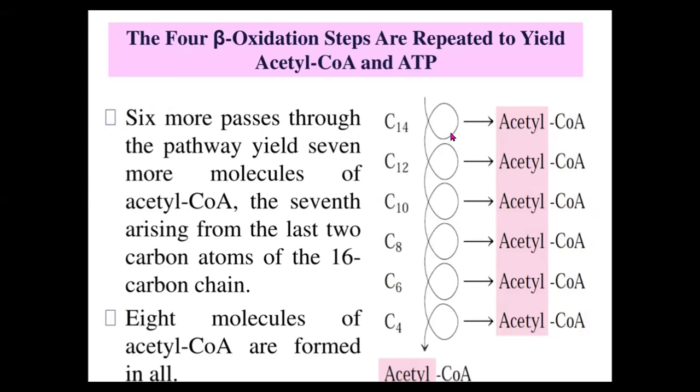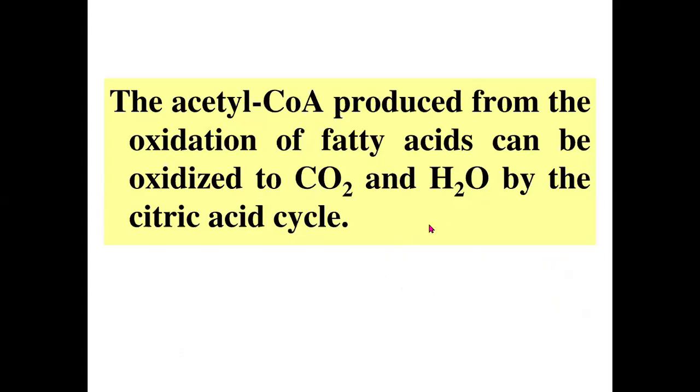And the cycle is in 7 steps, and the 16 carbon fatty acid gives us what? 8 molecules of acetyl-CoA. The 7th cycle will entail a 4 carbon acyl-CoA, right? Now, when that splits into 2, we have 2 molecules of acetyl-CoA, making a total of 8 molecules of acetyl-CoA. And the acetyl-CoA produced from the oxidation of fatty acid can be oxidized to carbon dioxide and water by the citric acid cycle.